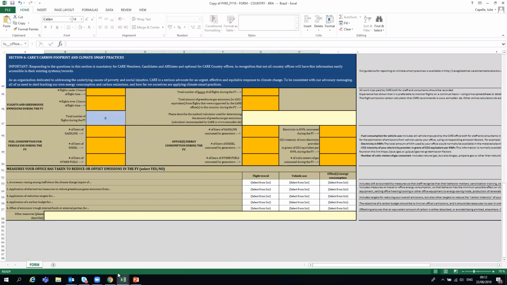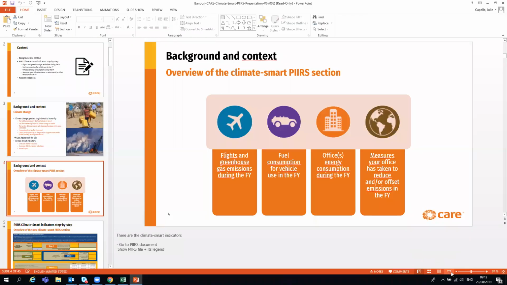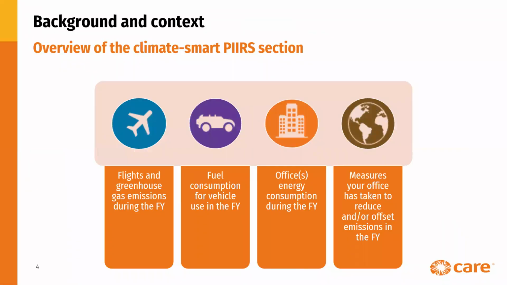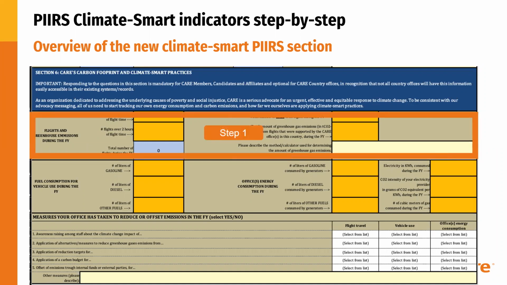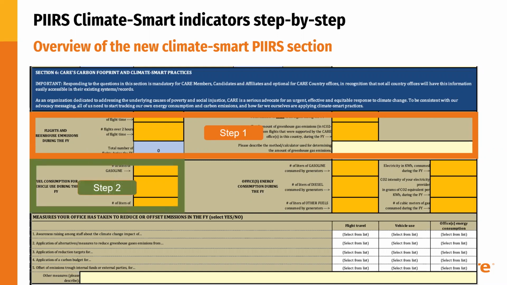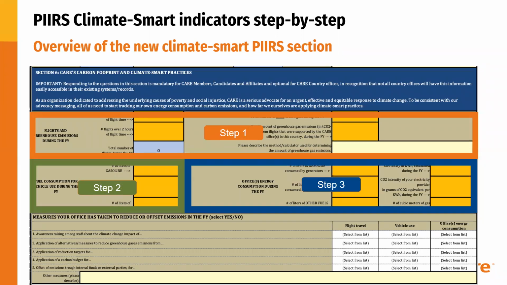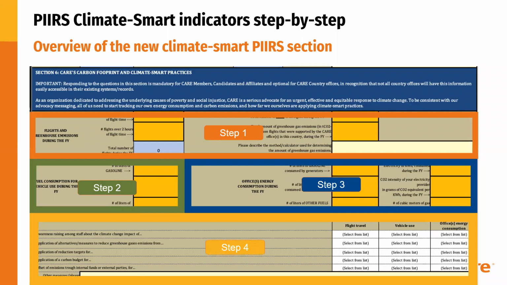Now coming back to our presentation and zooming in on this new section, we see that we have 4 clear parts here in this new PIIRS section. Step 1 will look into the flights and greenhouse gas emissions during the fiscal year. Step 2 will be the fuel consumption for the vehicle use during the fiscal year. Step 3, the office energy consumption. And step 4, the measures taken to reduce and/or offset the greenhouse gas emissions during the fiscal year.